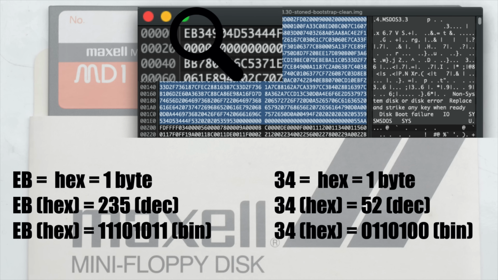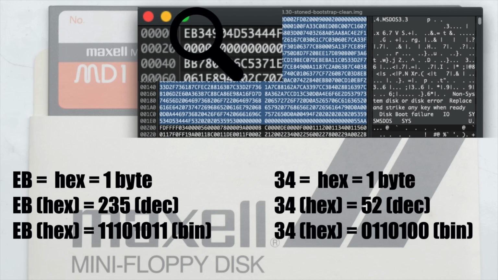Now if we zoom in, what we're seeing here in the hex editor are basically bytes. For example, EB is the hexadecimal representation of 1 byte. 34 is also the hex representation of 1 byte. So every pair that you see here is 1 byte. And the boot sector is effectively 512 of those bytes.